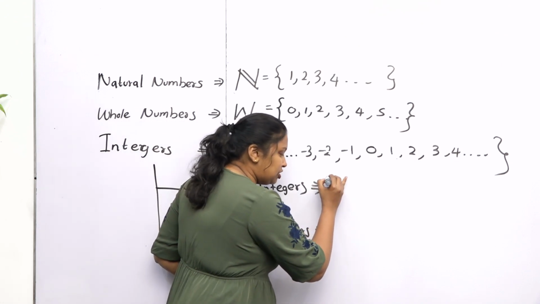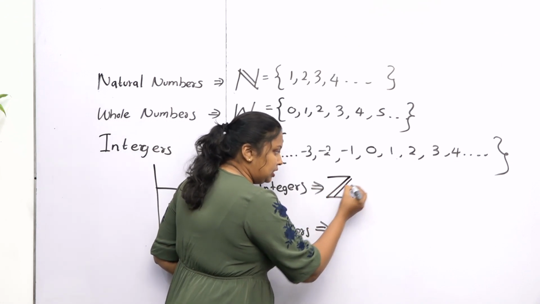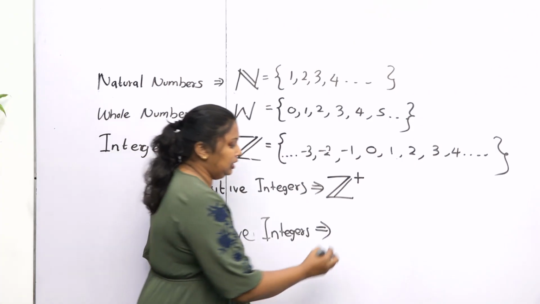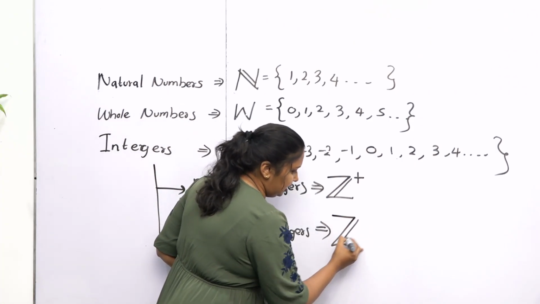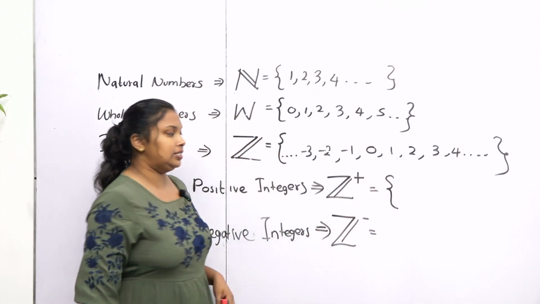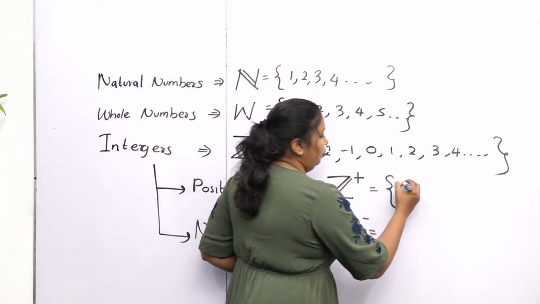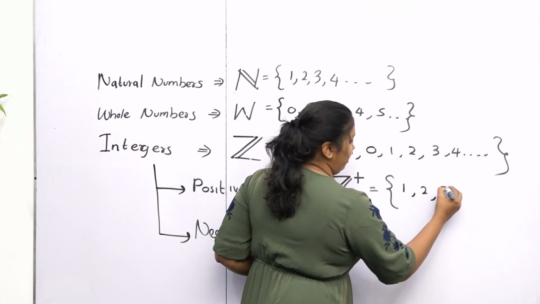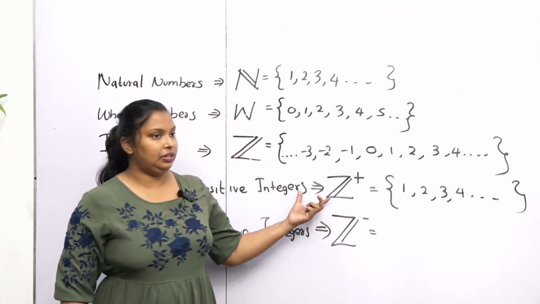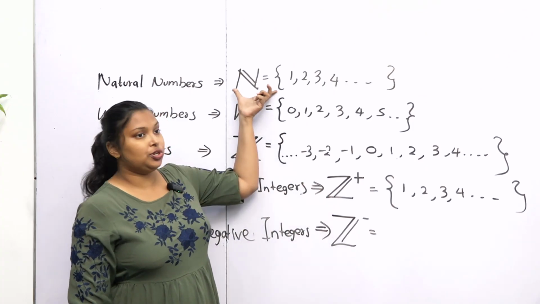Now how to represent positive integers? We are representing it like this: Z plus. Clear? The negative integers, Z minus, and we can write the elements in the set. Right, so what are the elements in the set? Plus 1, plus 2, plus 3, plus 4.